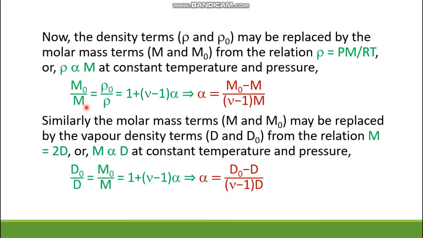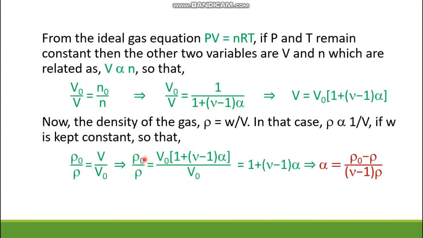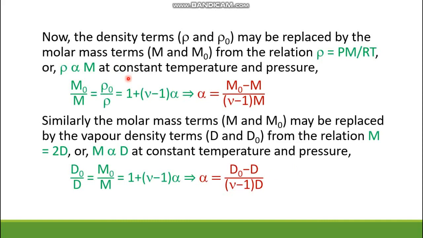Therefore M0 by M equals rho 0 by rho, and we know rho 0 by rho from the previous slide. Look, rho 0 by rho is equal to 1 plus (nu minus 1) into alpha. So we put this value here, M0 by M equals 1 plus (nu minus 1) into alpha, and rearranging you get here the expression of alpha in terms of molecular weight. Okay, this is the expression.